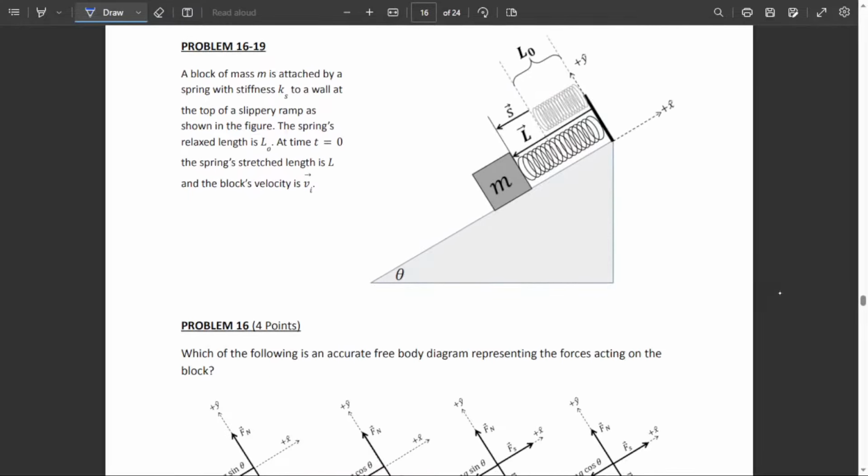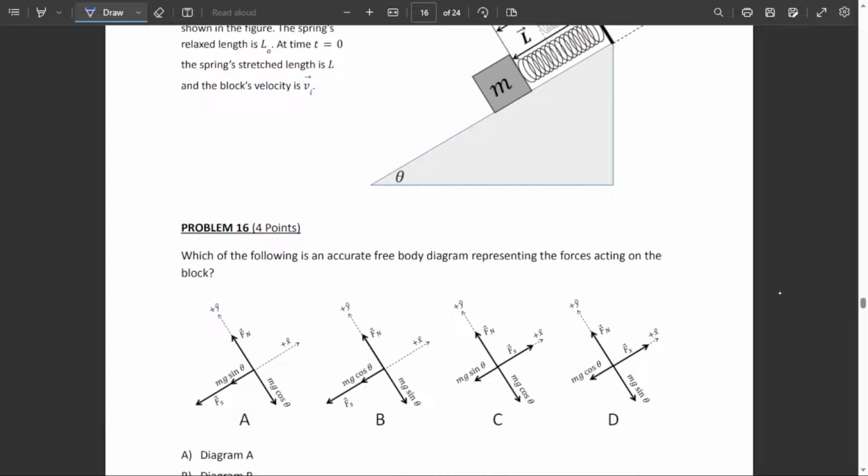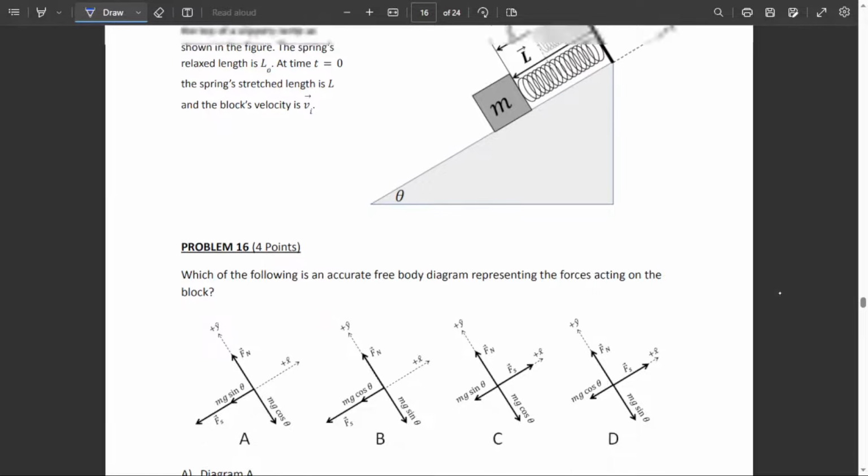Problems 16 through 19. A block of mass m is attached by a spring with stiffness K of S to a wall at the top of a slippery ramp as shown in the figure. The spring's relaxed length is L0. At time t equals 0, the spring's stretched length is L and the block's velocity is v of I. Which of the following is an accurate free body diagram representing the forces acting on the block?